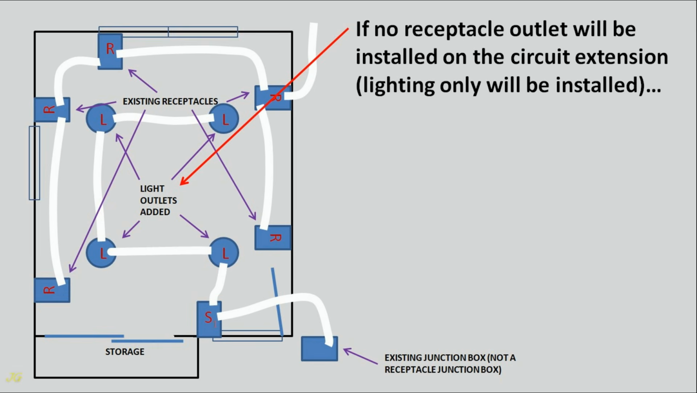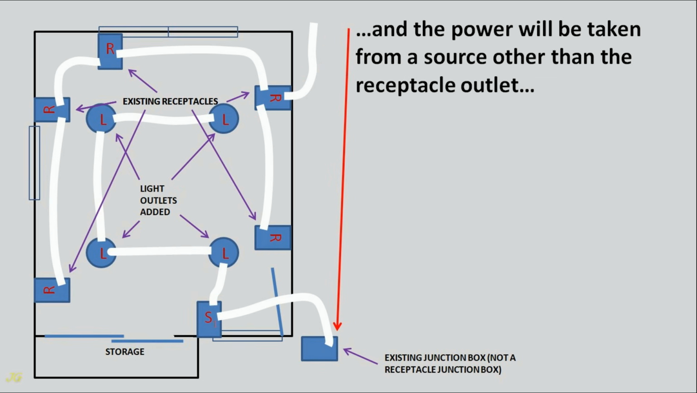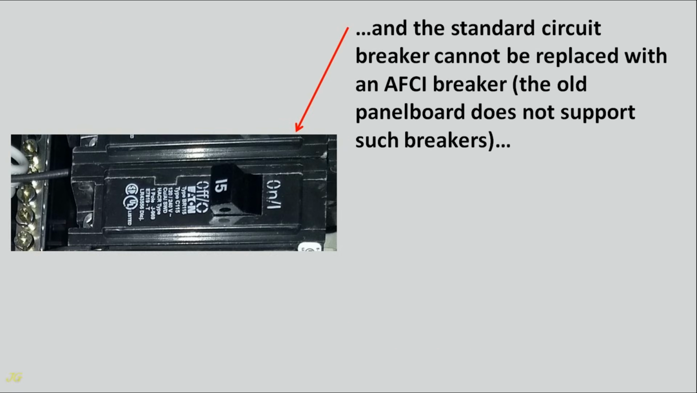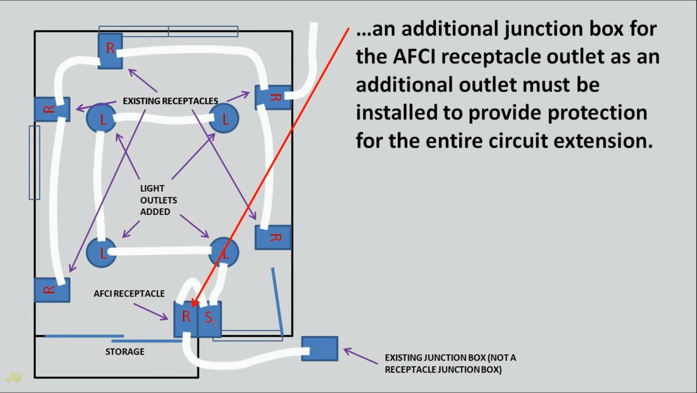If no receptacle outlet will be installed on the circuit extension, lighting only will be installed, and the power will be taken from a source other than the receptacle outlet, and the standard circuit breaker cannot be replaced with an AFCI breaker, because the old panel board does not support such breakers, an additional junction box for the AFCI receptacle outlet as an additional outlet must be installed to provide protection for the entire circuit extension.